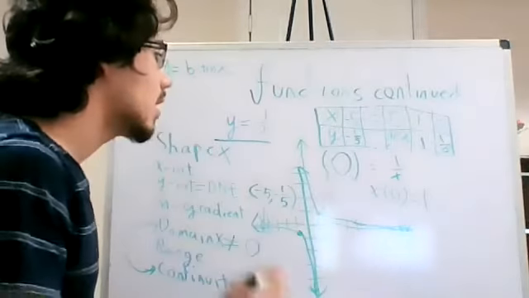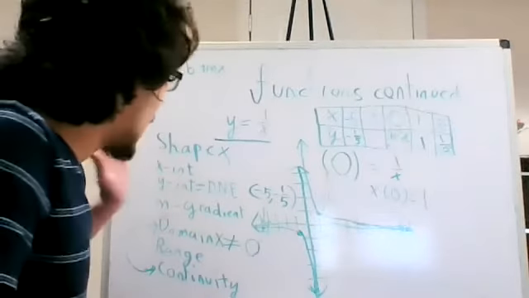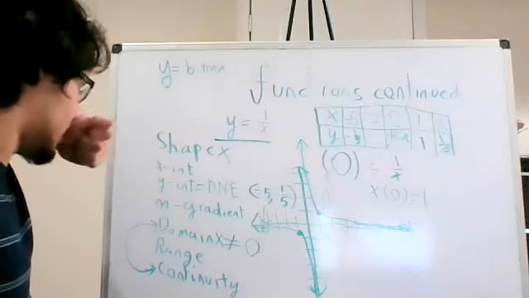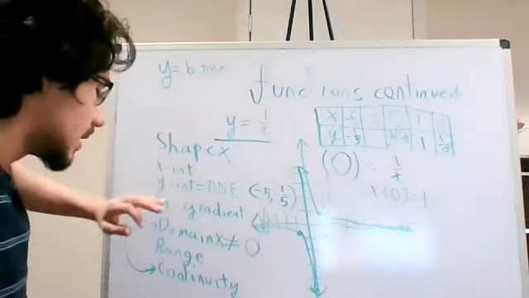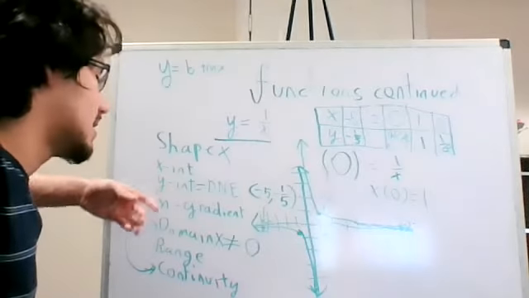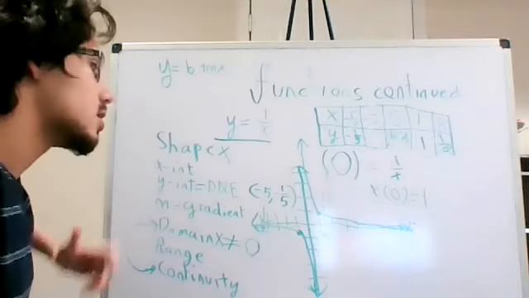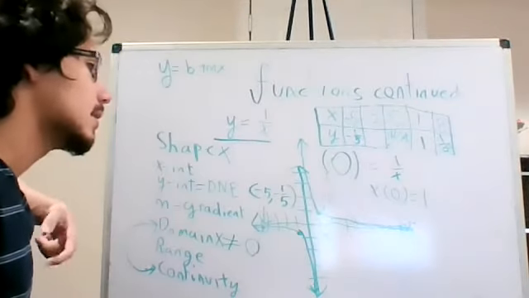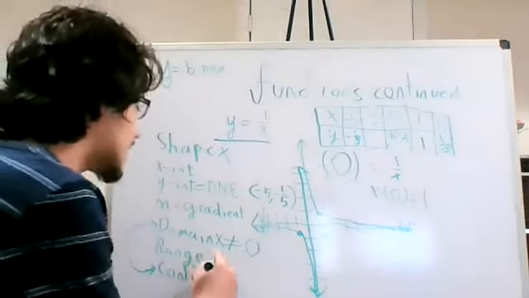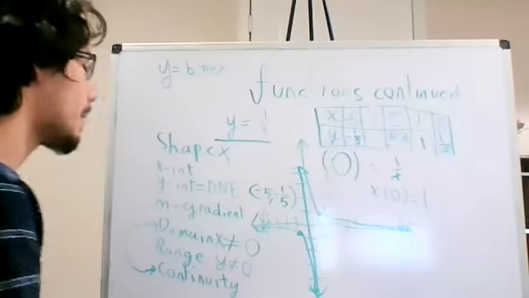So because of this, we can say that there is no x where we can get y as 0. So that means 0 cannot be in our range because there's no x to go with that y. So that means y cannot equal 0 for our range.